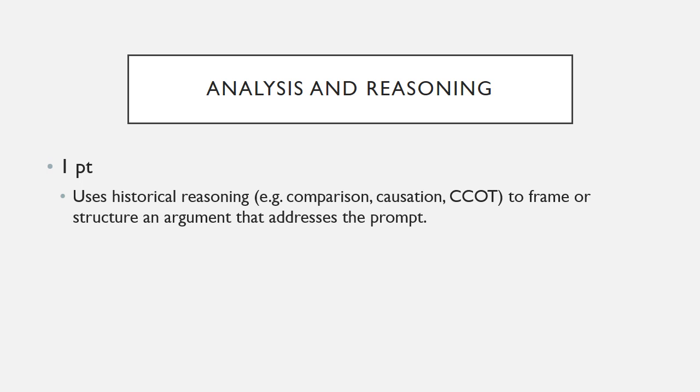Notice there are 3 categories of arguments. How many are there, everybody? 3. Excellent. They are comparison, causation, and CCOT. CCOT is continuity and change over time. This essay that we're practicing on really lends itself to which one of these 3? No, not CCOT. Causation, because it's how factors basically cause the spread and emergence of new religions.